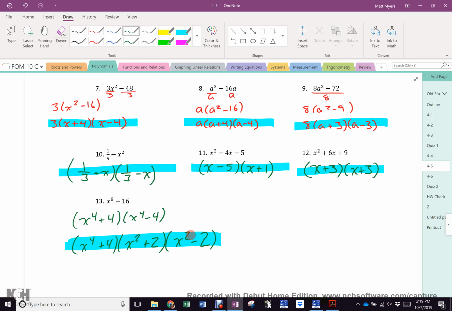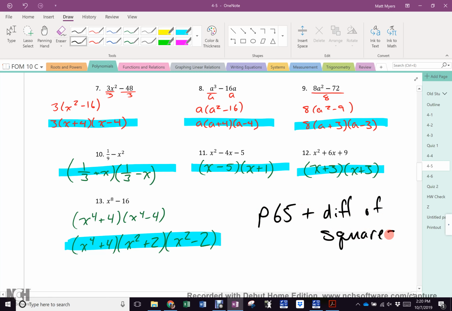So, ladies and gentlemen, it has now been committed to this video recording twice. I wrote quiz tomorrow, and I am saying quiz tomorrow. Quiz tomorrow is on page 65 plus difference of squares. Yes, but the quiz tomorrow will have questions like page 65. That's why it says page 65 plus difference of squares, Addison.